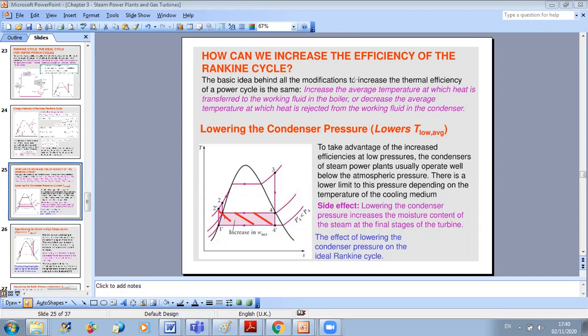But what is the disadvantage? Who will tell me? What is the disadvantage? Yes. The water content is higher because the quality is lower. Very good. So here for the turbine, it's not good because the quality is lower. So it's true that we have an advantage of increasing the efficiency, but also, to keep our turbine and avoid corrosion, we should pay attention to not lower the pressure at the condenser level too much. Okay?